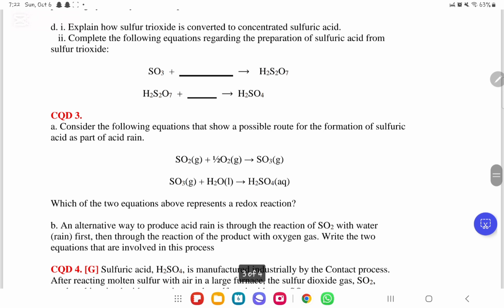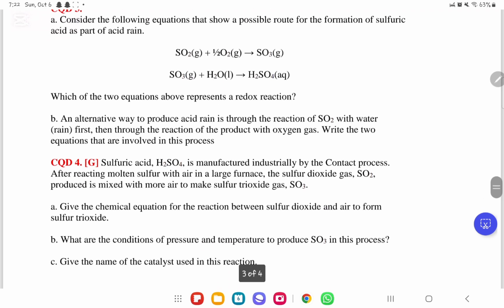Explain how sulfur trioxide is converted to concentrated sulfuric acid. All we need to do is fill in the blanks. So sulfur trioxide plus H2SO4, this is dilute H2SO4, will give us this. Then H2S2O7 plus H2O will give us concentrated H2SO4. So that's CQD number 2.